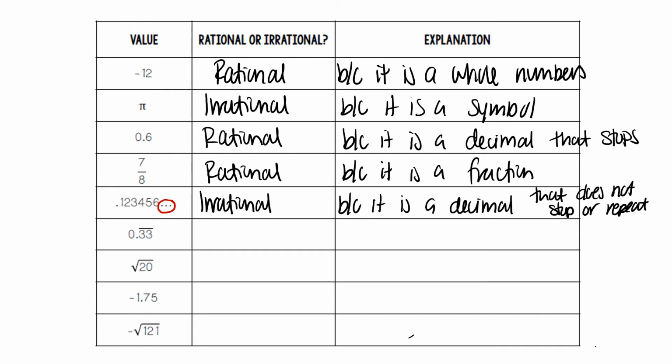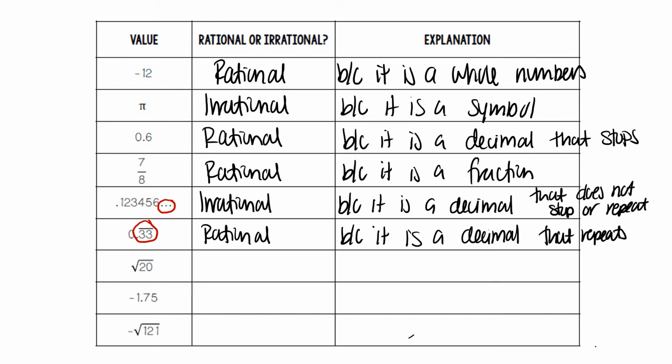In the next number, 0.33 repeating, it is rational because it is a decimal that repeats. The line that is on top of the 33 is our clue that it is a repeating decimal. Repeating decimals are rational.